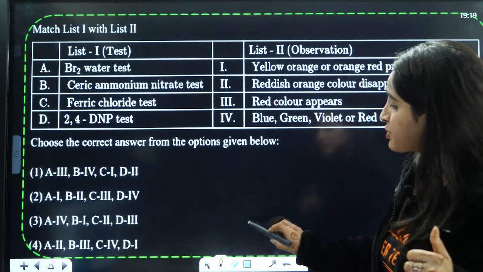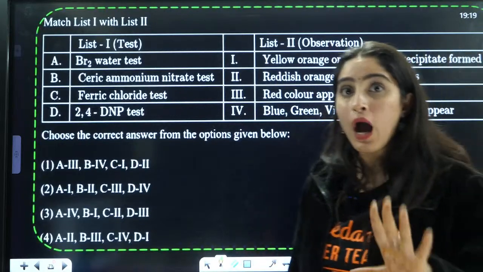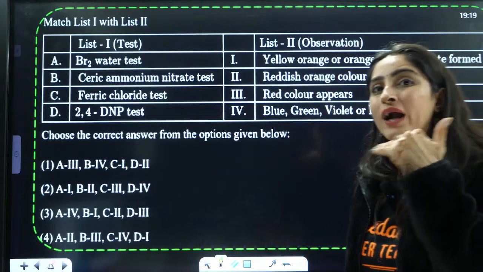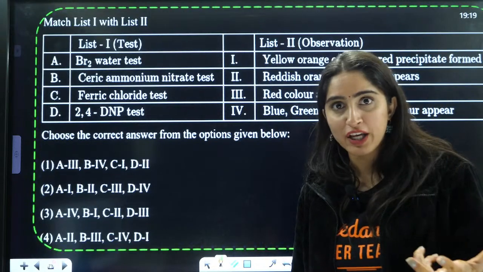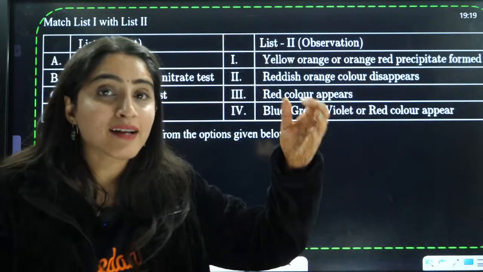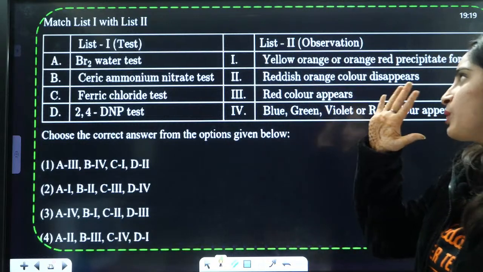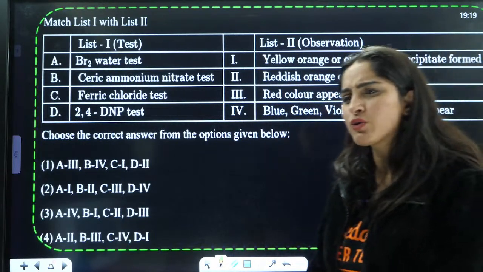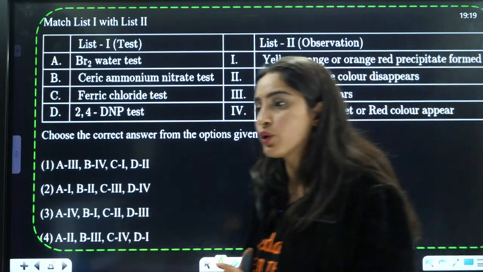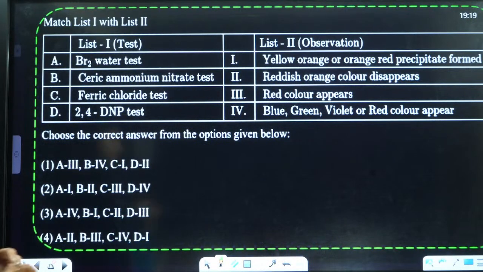Now one more question on your screen, that is match the following. Again you have 4 tests. Now they have not asked you what the test is, what the identification test is. They are asking what will be formed, how you will identify that this thing is present here, right? Okay, again try to answer that yourself. Even if you know 1 or 2 options, you will be able to answer this, right? Try to answer it yourself.